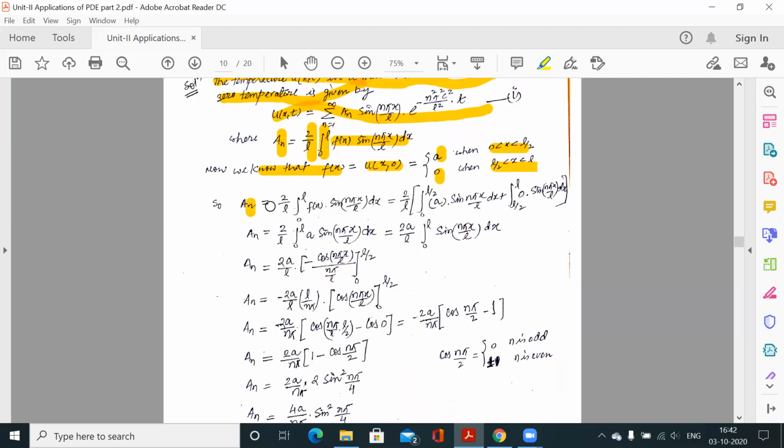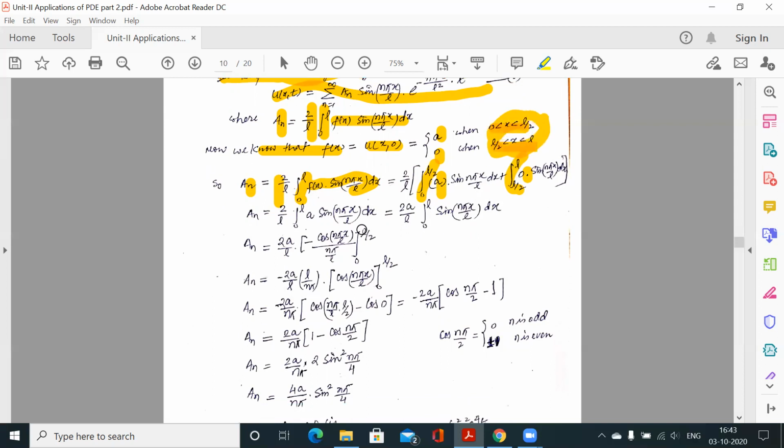So what is a_n? 2 by L integral 0 to L f(x) sin(n pi x by L) dx. Now we substitute the value of f(x), but f(x) is a discontinuous function. So from 0 to L by 2 we have one definition of f(x), and from L by 2 to L we have another definition of f(x), which is A or 0. So we have distributed the limits from 0 to L by 2 and L by 2 to L, because this is given here. Now simply you have to integrate. The second integration is 0 because the integrand is 0. Only you have to integrate this.